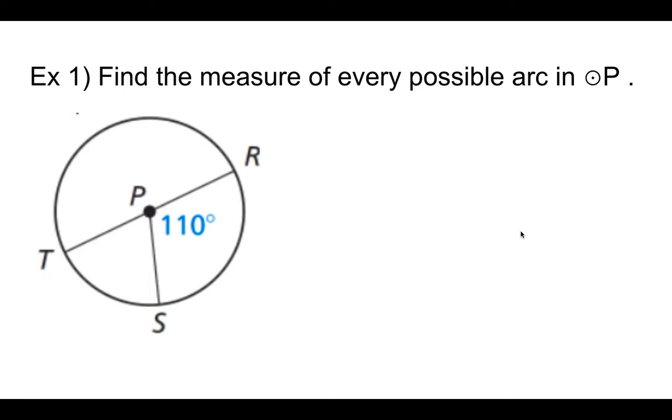So find the measure of every possible arc in circle P. Okay, so just naming the circle using the center point P, I know that from R to P to S, or angle RPS, is 110 degrees. So go ahead and tell me then, what are the other angle measurements in this circle?